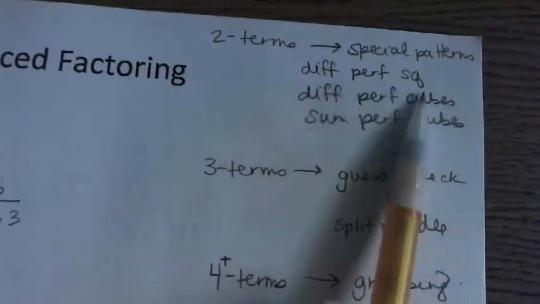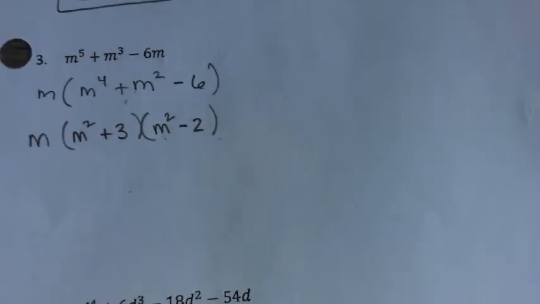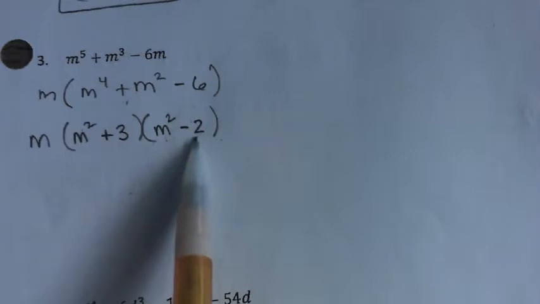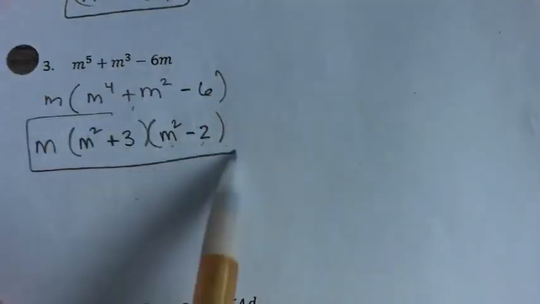So this two-term thing, are you thinking it's the difference of perfect squares, difference of perfect cubes, or the sum of perfect cubes? Neither, right? So it's actually not. If it was m squared minus 4, we'd be in luck. But it's not a perfect square, so we're done here.